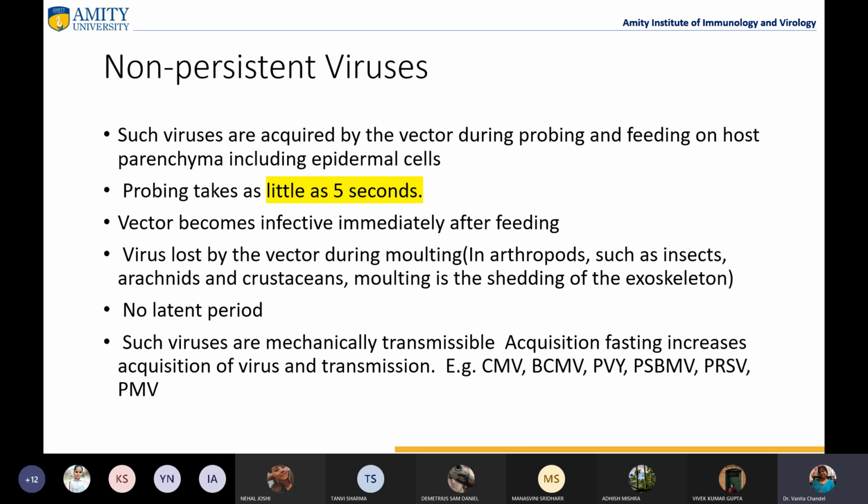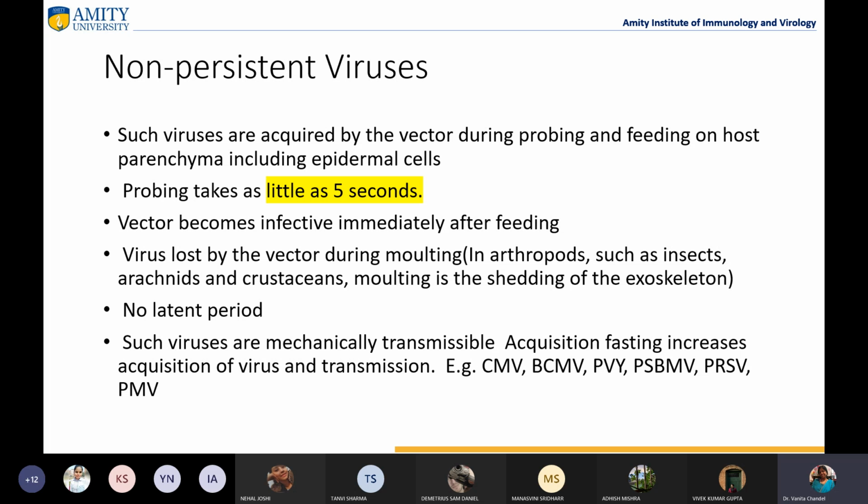So if we talk about the first group of viruses, which are called non-persistent viruses, as the name suggests, they are not there in the vector for a longer time, right? Non-persistent. Such viruses are acquired by the vector during probing. Probing means when they are feeding on the plant and a host plant, they go to the epidermal cell, and probing takes as little as 5 seconds. So the vector becomes infective immediately after the feeding. The virus is lost by the vector during molting.